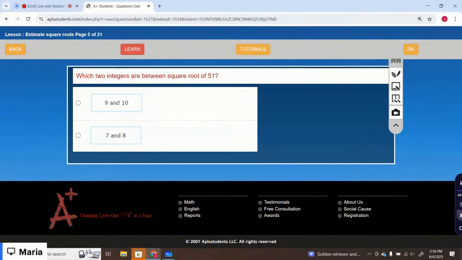Which two integers is the square root of 51 between? 7 and 8, because 49 and 64 are the nearest perfect squares. With 7 and 8, the square root of 51 is in between 7 and 8.